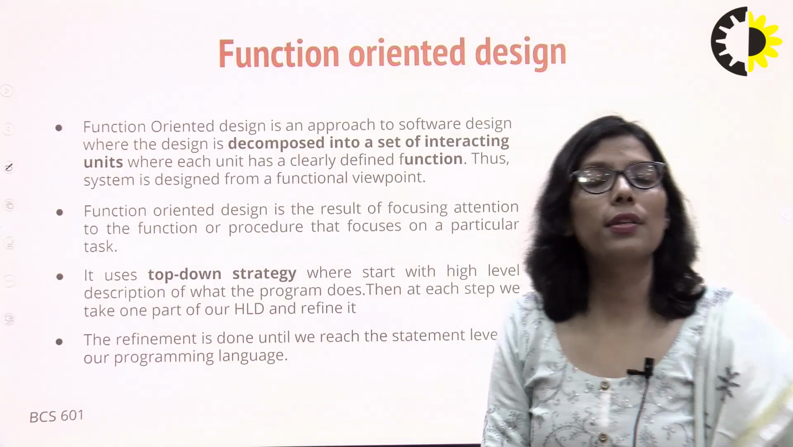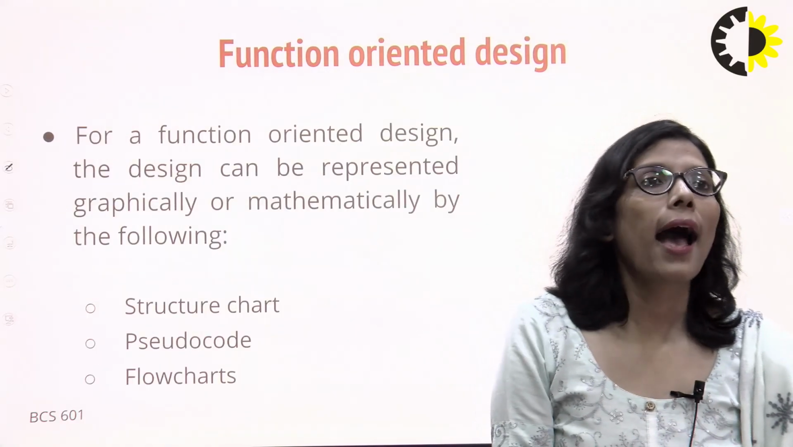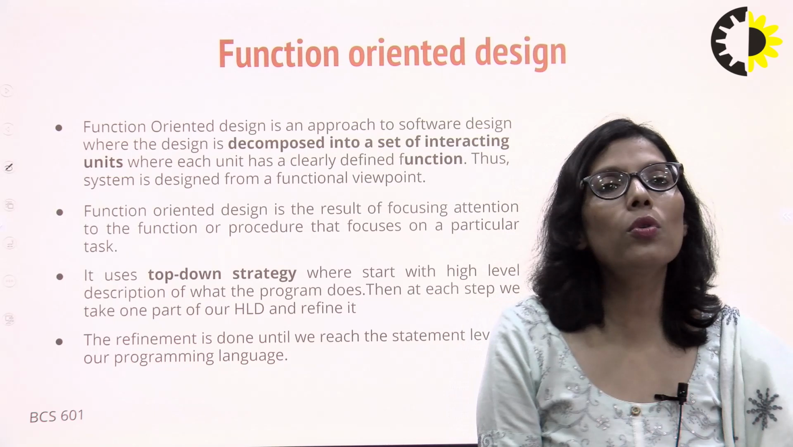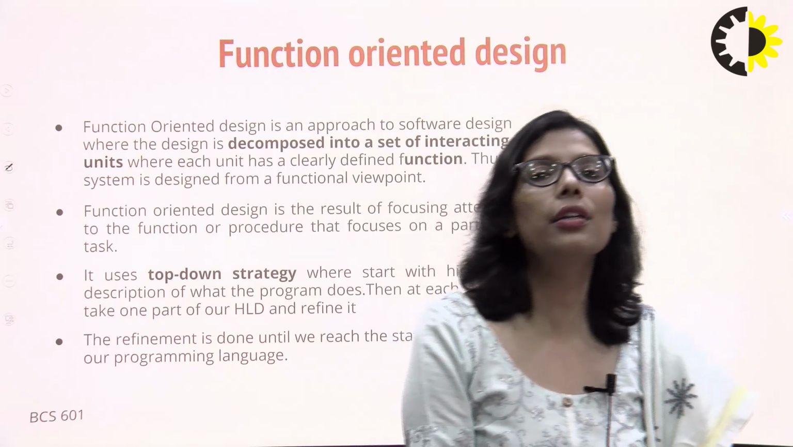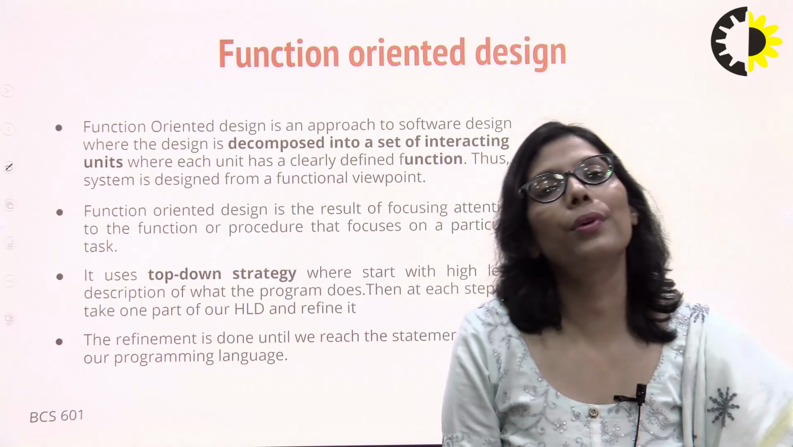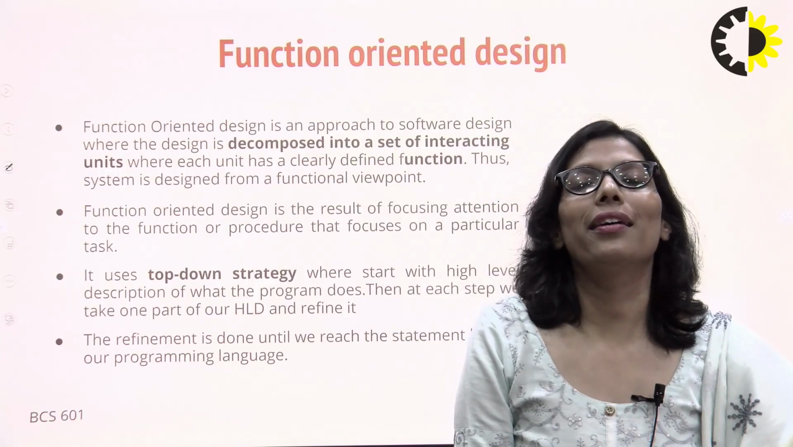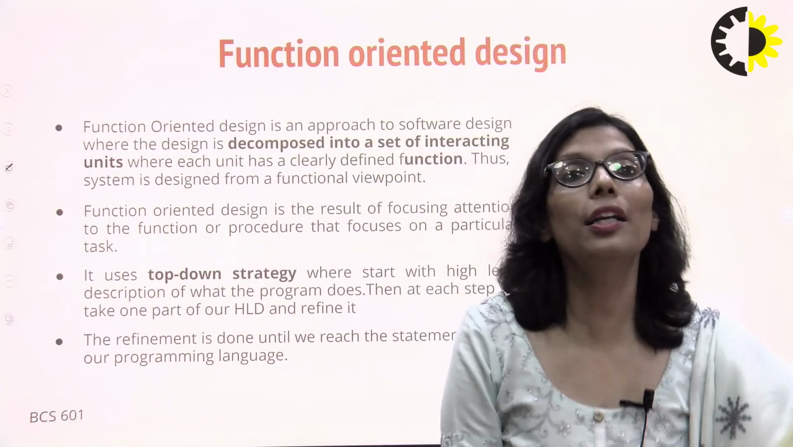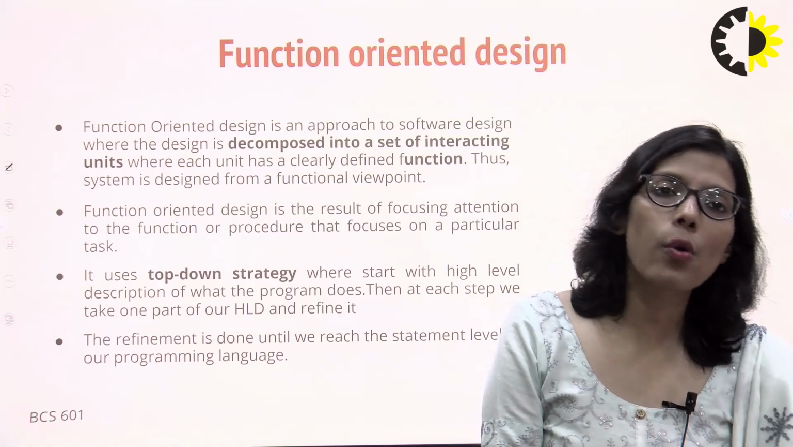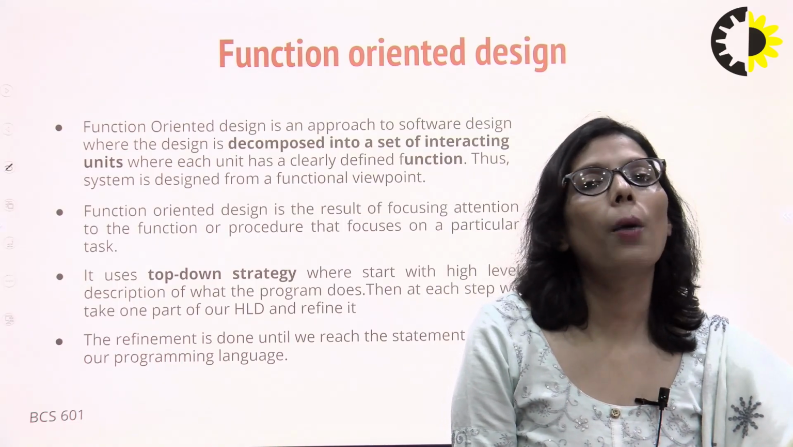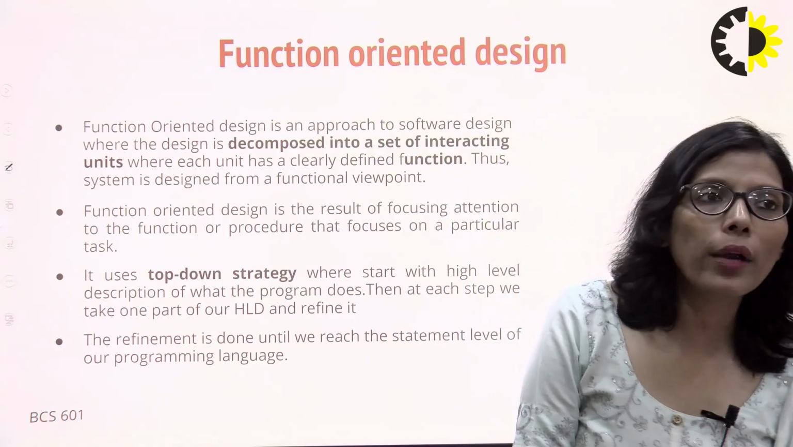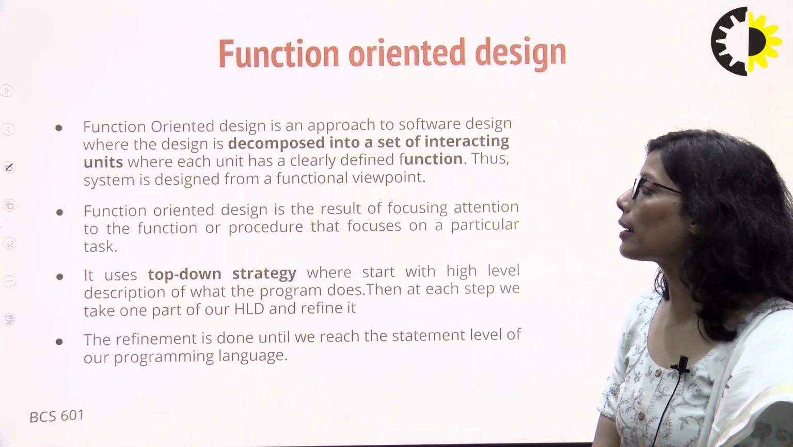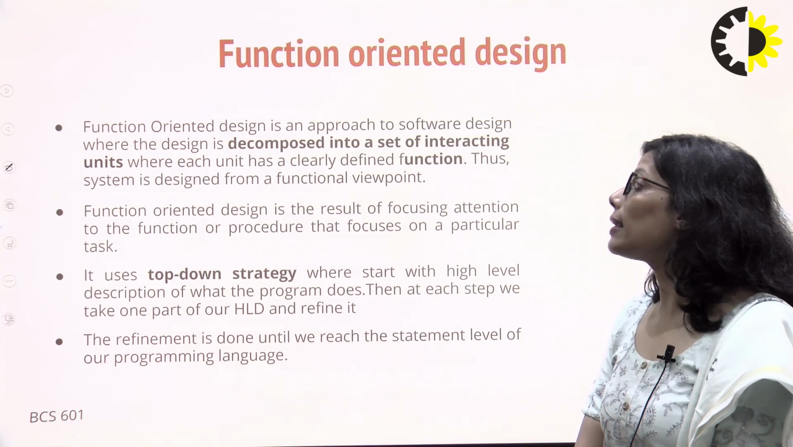Next approach of design is your function oriented design and object oriented design. Now as you have known that we have 2 strategies of programming. The one is your procedural programming and other one is your object oriented programming. So now these 2 programming approaches are a result of two types of design, that is function oriented design, and the other one is your object oriented design. Now, function oriented design is an approach to software design where design is decomposed into a set of interacting units where each unit has a clearly defined function.